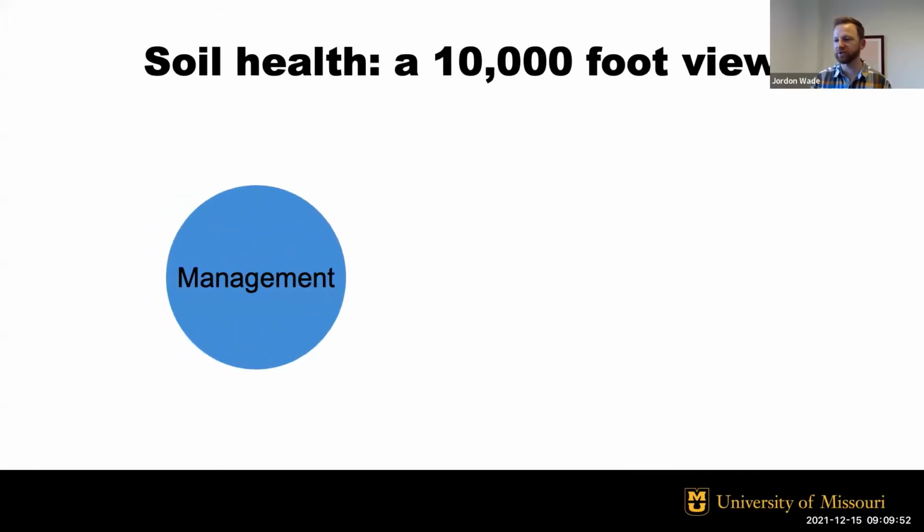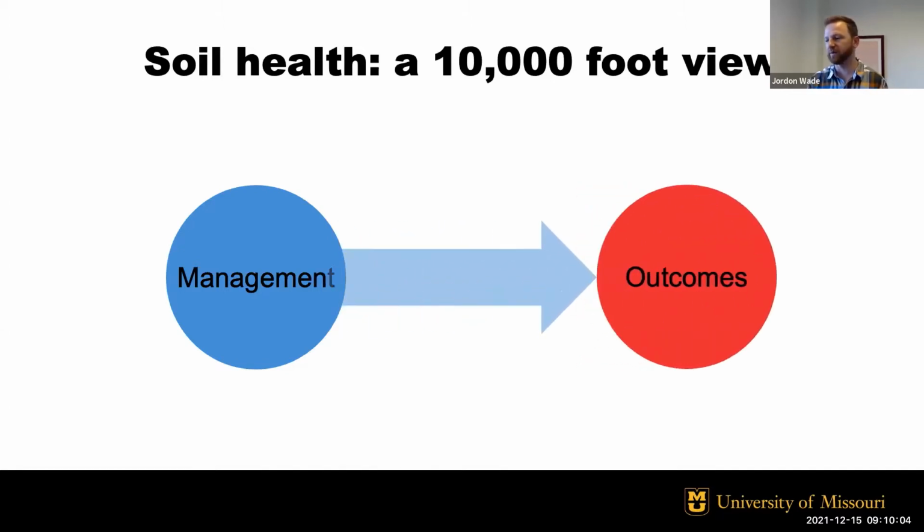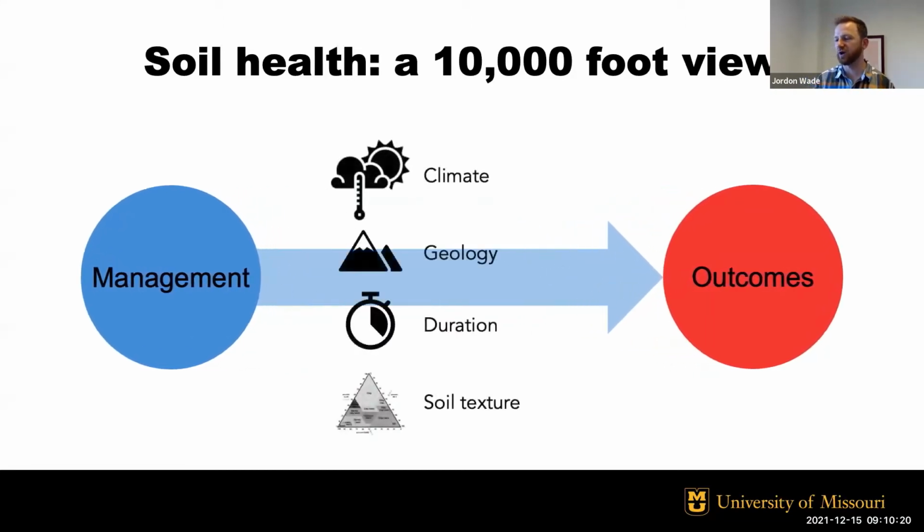So first off, we start with some sort of management. Obviously today we are spotlighting cover crops. We're trying to implement cover crops because we want to have some sort of outcome. We talk about things like weed suppression, productivity, decreased erosion. We implement a management because we want to have some sort of outcome. Now, of course, there's no one size fits all because there are so many intervening and mediating factors that come into play.